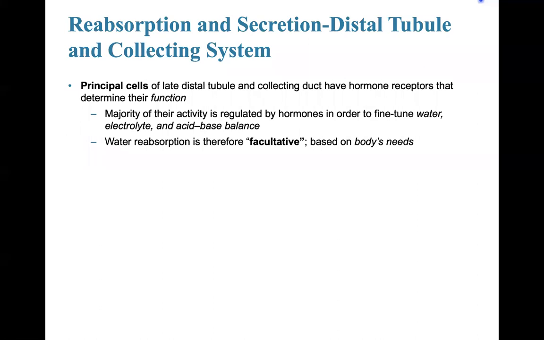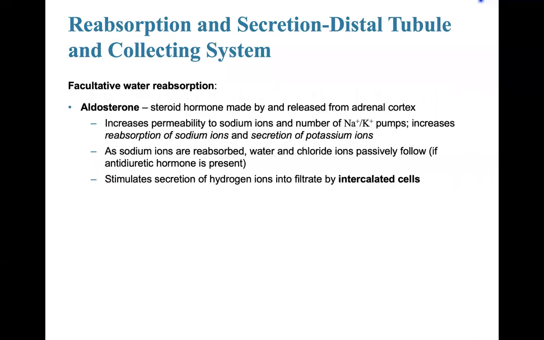So principal cells of the late distal tubule and collecting duct have a hormone receptor that determines their function. The majority of their activity is regulated by hormones in order to fine-tune water, electrolyte, and acid-base balance. Water absorption is therefore facultative, based on the body's needs. You have aldosterone. Remember I said earlier that when you get to this point, reabsorption is going to be hormonally controlled. So aldosterone is a steroid hormone that is made and released by the adrenal cortex.